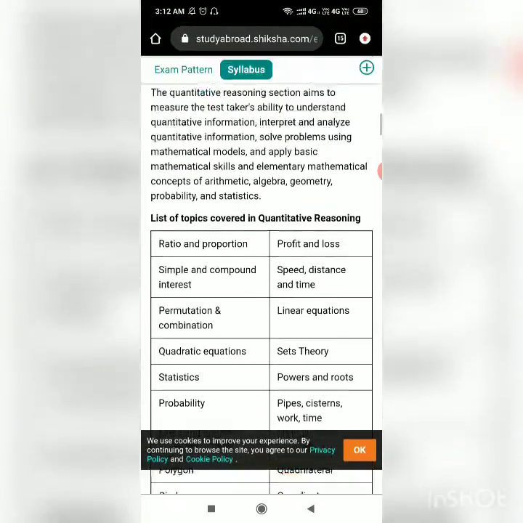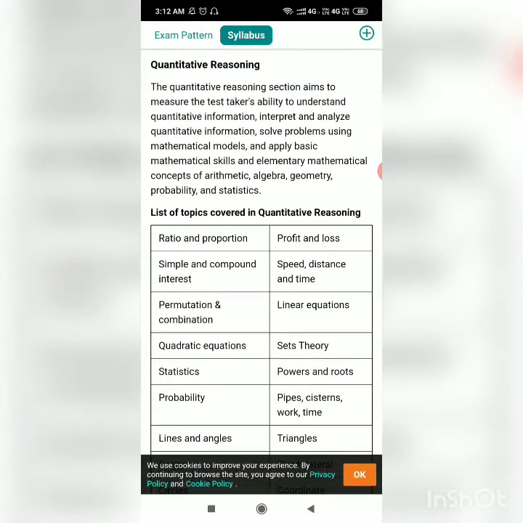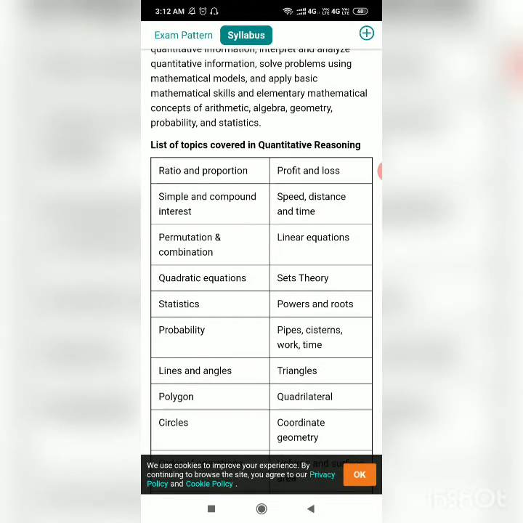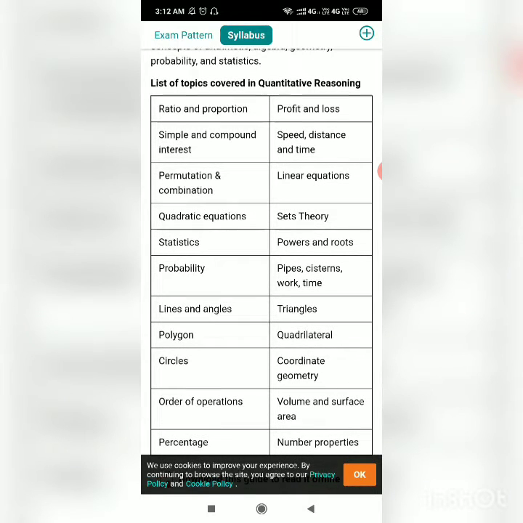So what are the topics covered in the quantitative aptitude? You have the ratio and proportion, simple and compound interest, permutation and combination, quadratic equation, statistics, probability, lines and angles, polygons, circles, order of operation, percentage, number properties, volume and surface area, coordinate geometry, quadrilateral, triangle, pi distance, work time, powers and roots, sets theory, linear equations, speed, distance, and profit and loss.